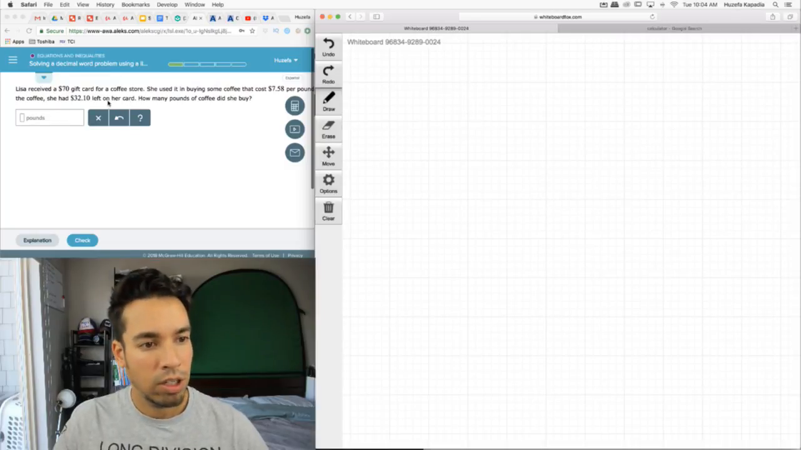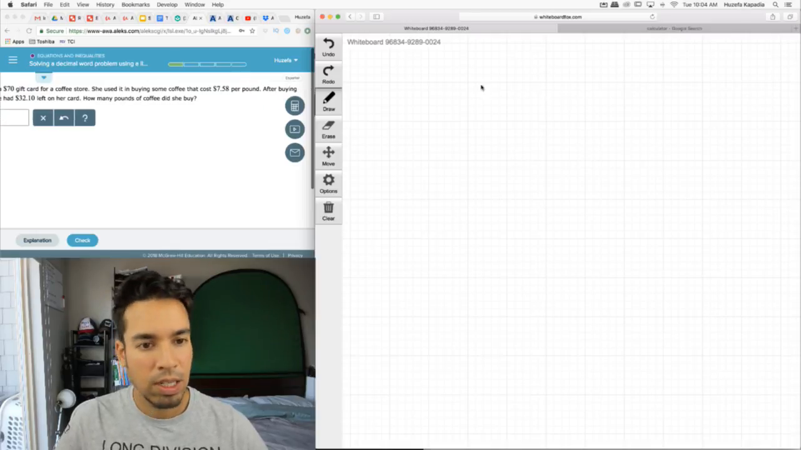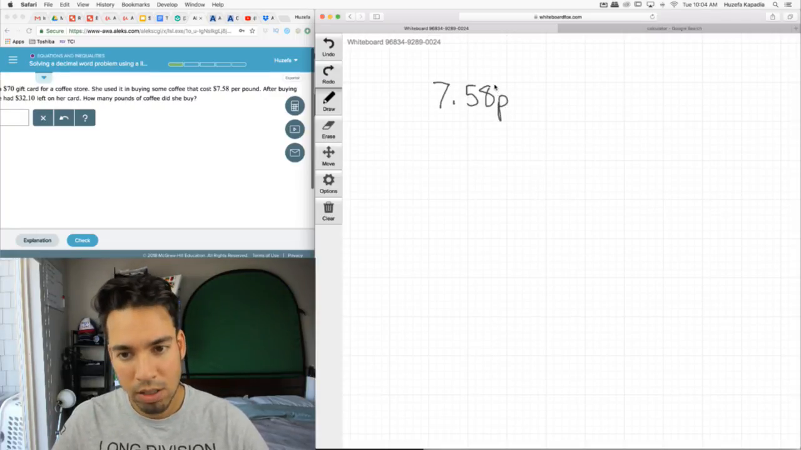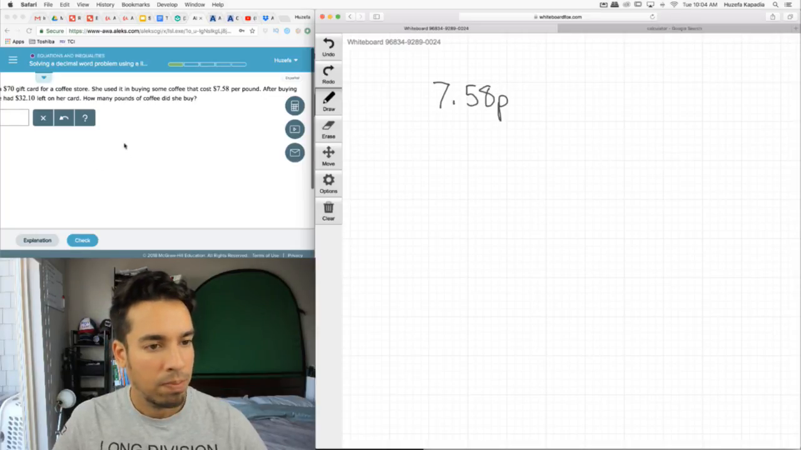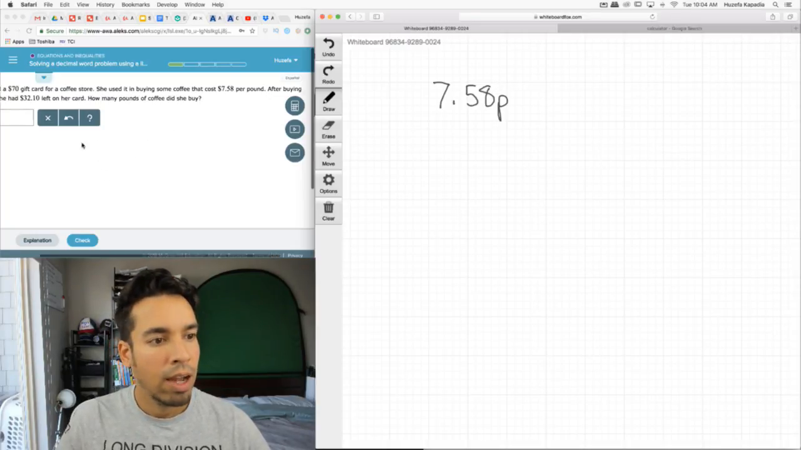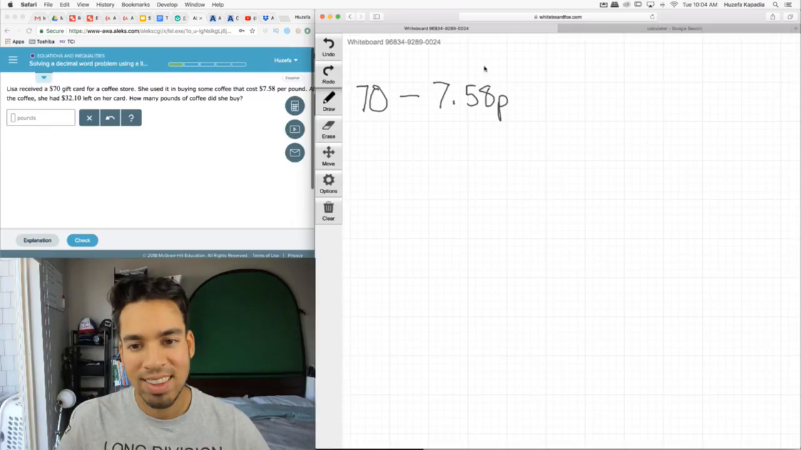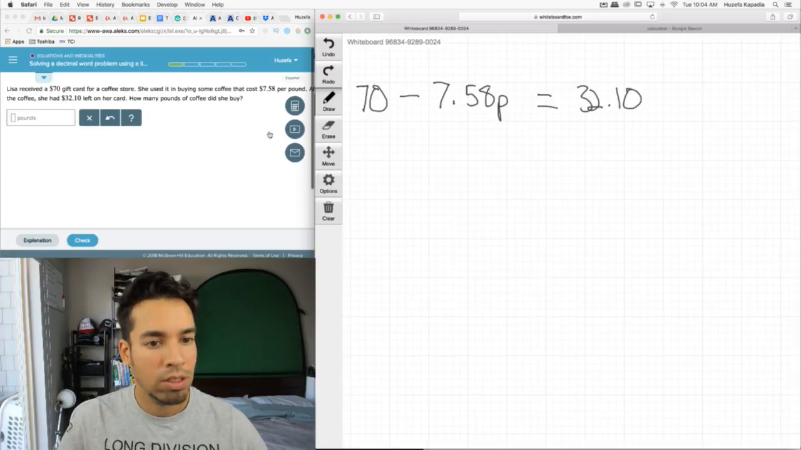Lisa received a $70 gift card for a coffee store. She used it in buying some coffee that cost $7.58 per pound. Per pound, so 7.58 times the number of pounds, right? 1 pound is 7.58, 2 pounds is 15.16. After buying the coffee, she had $32.10 left. So she has $70. She spends this amount, meaning that takes away from the 70, and then afterwards she has 32.10 left. So I'm turning this whole sentence into an equation.